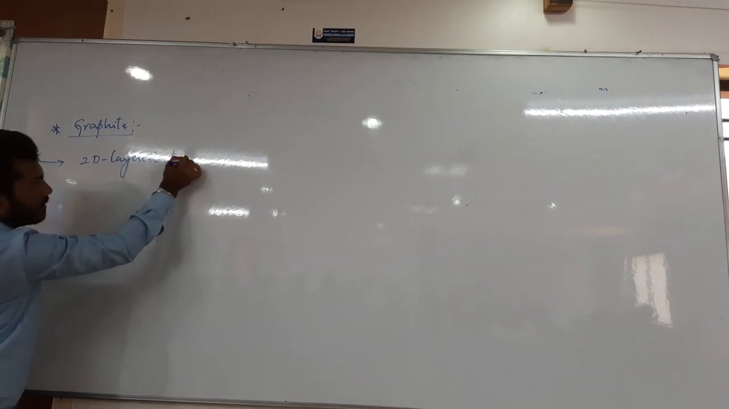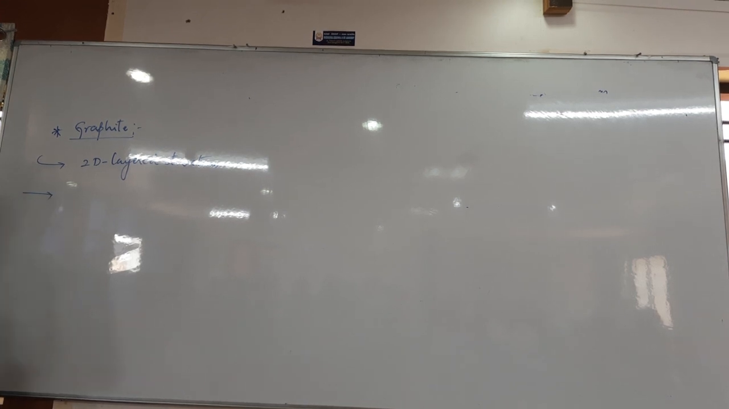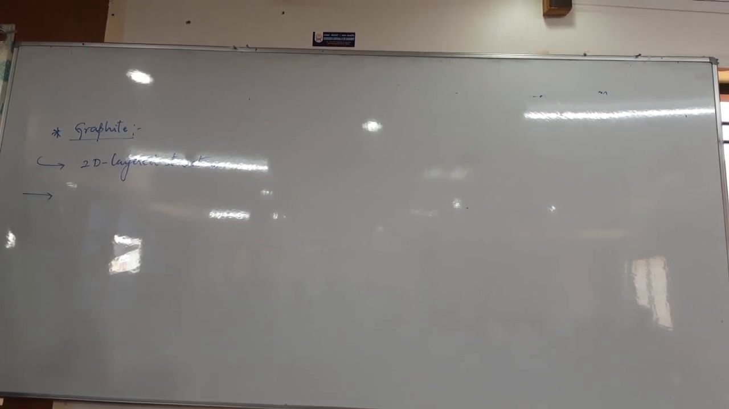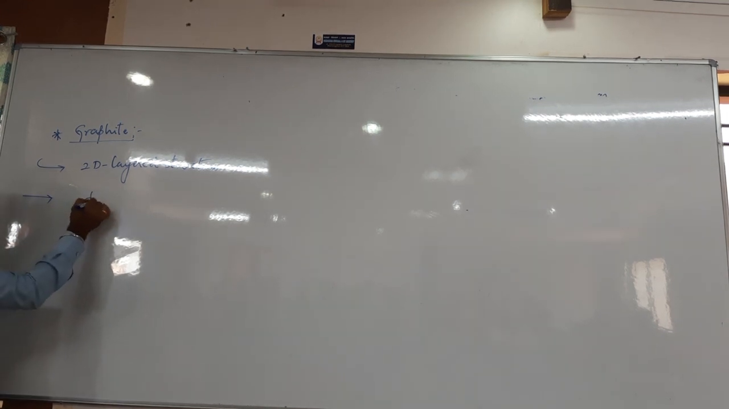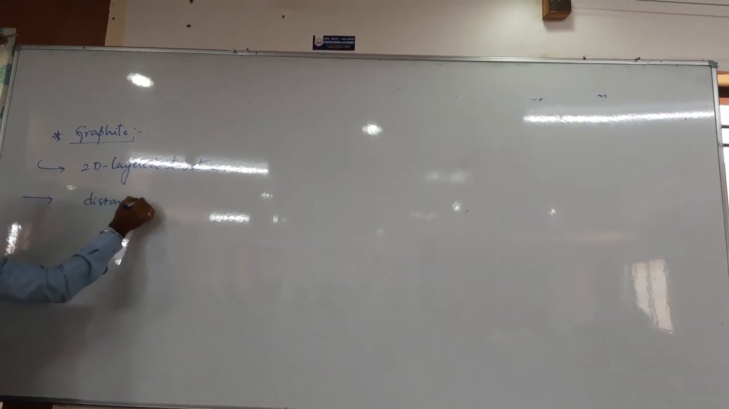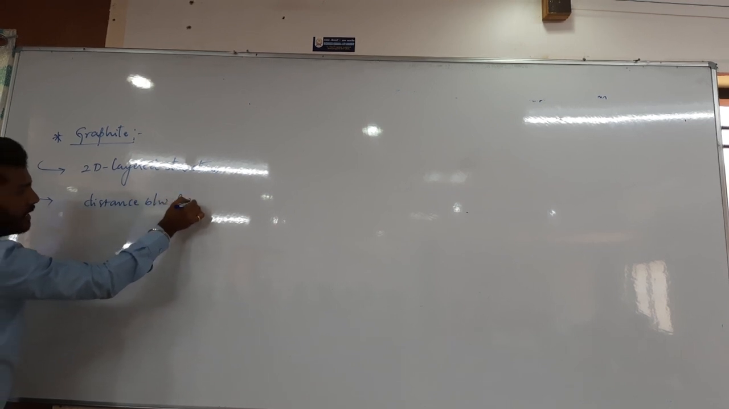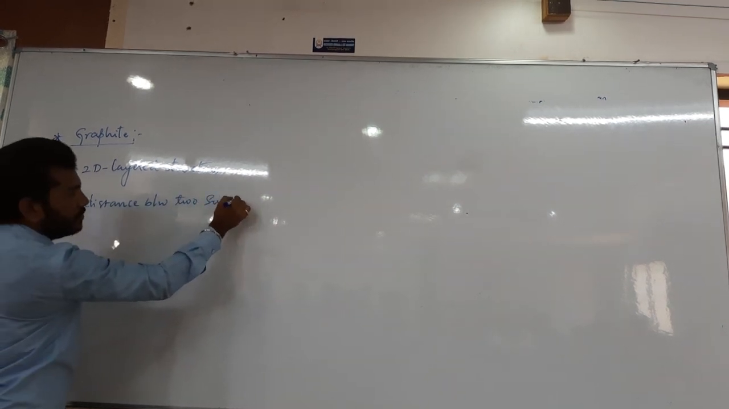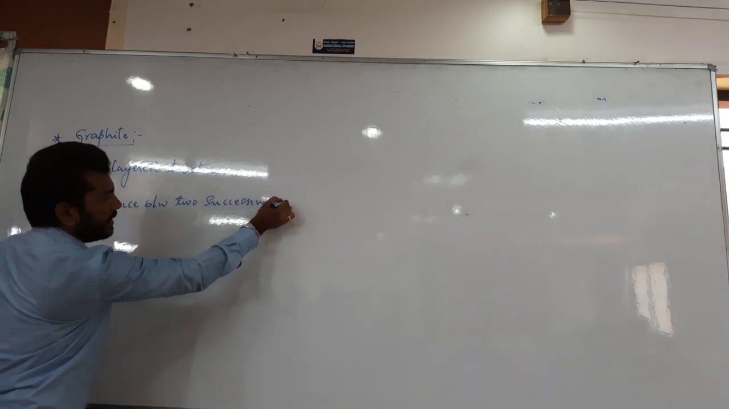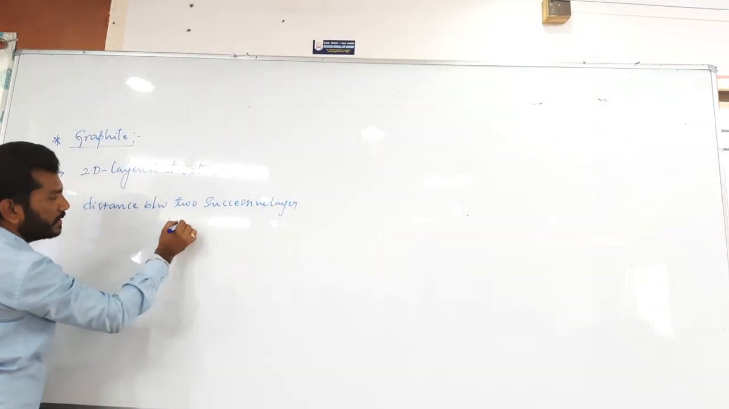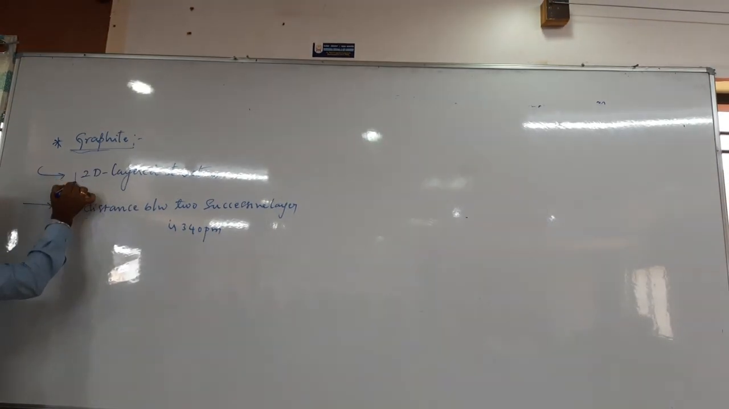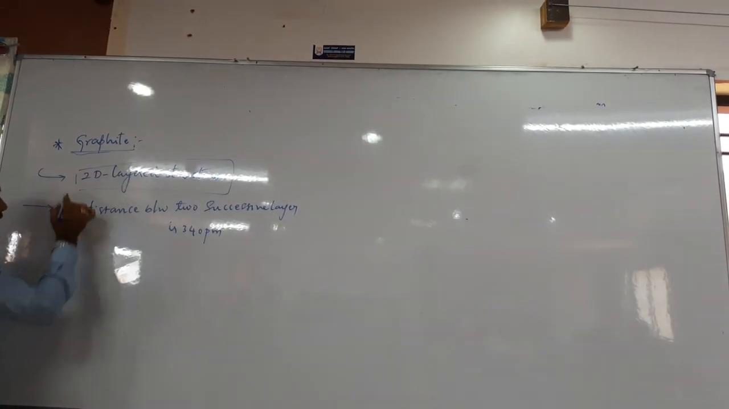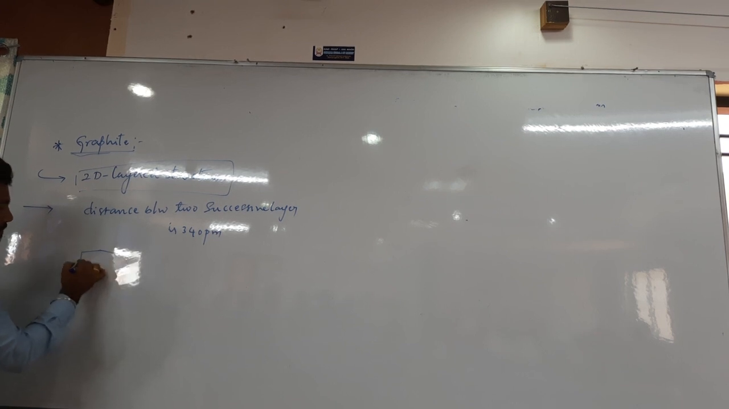The most interesting thing is that the distance between two successive layers is 340 picometer, which means that since graphite has a two-dimensional layer structure, right?